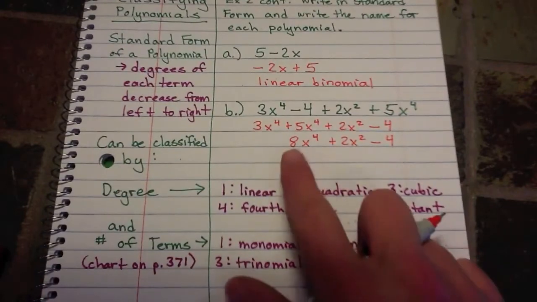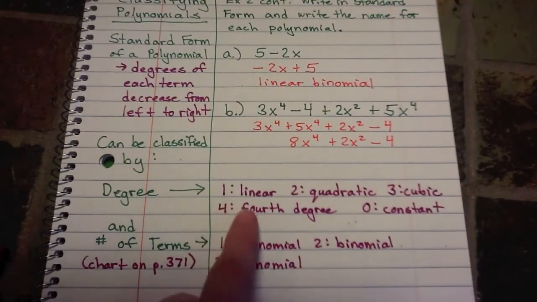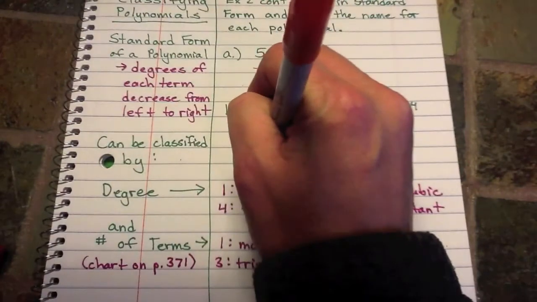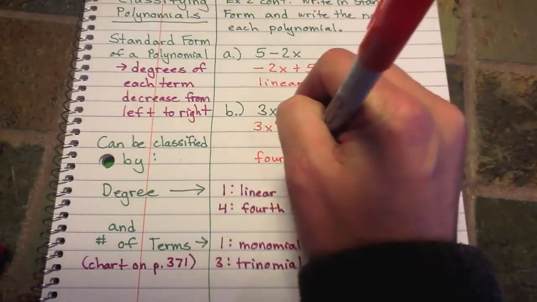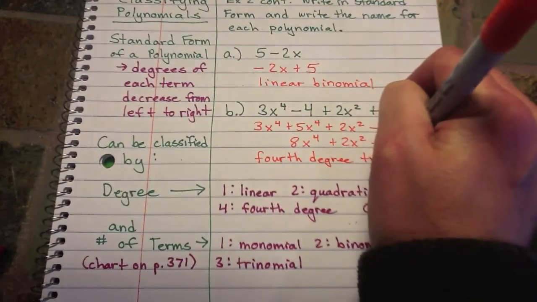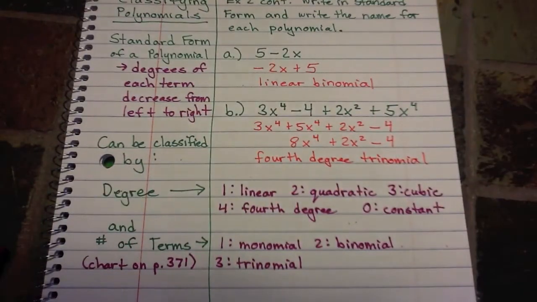So when I look, I have 1, 2, 3 terms and a degree of 4. So this is a 4th degree trinomial. So I would write out 4th degree trinomial. Again, if you're confused about that, go look at the chart on page 371.